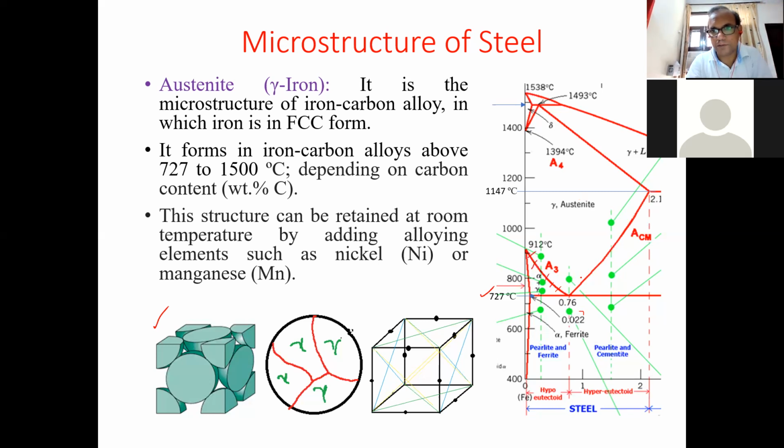These are the points from where the austenite structure will be formed. If we come from the top, then definitely it will start from this temperature line. It will start from here, right? This temperature is around 1500 degrees centigrade. So 1500 is at the top and 727 is at the bottom. Going this way the temperature is different, coming this way the temperatures will be different, right?